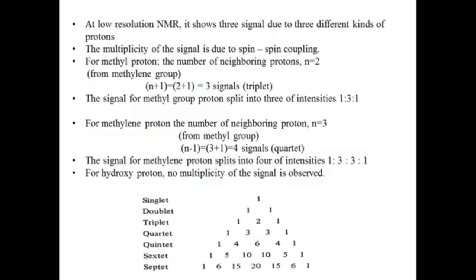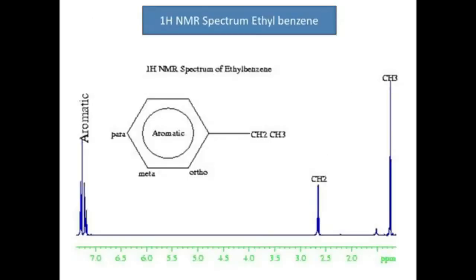Here we use Pascal's triangle: singlet is 1, then doublet, triplet, quartet, quintet, sextet, septet. Above the quartet we talk about multiplets. So this is for the ethanol spectrum.